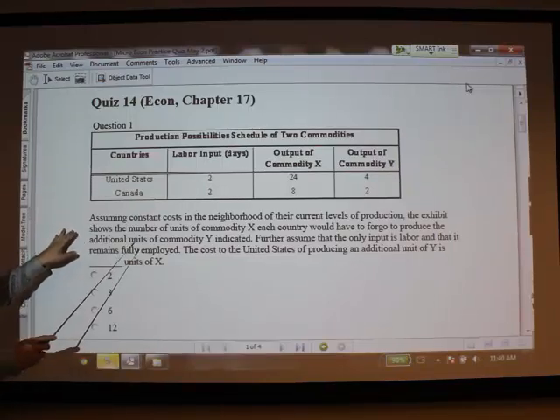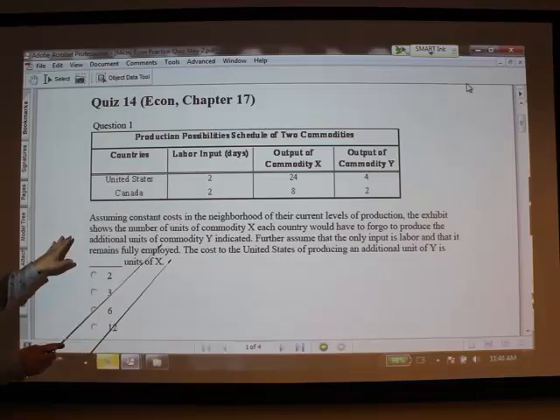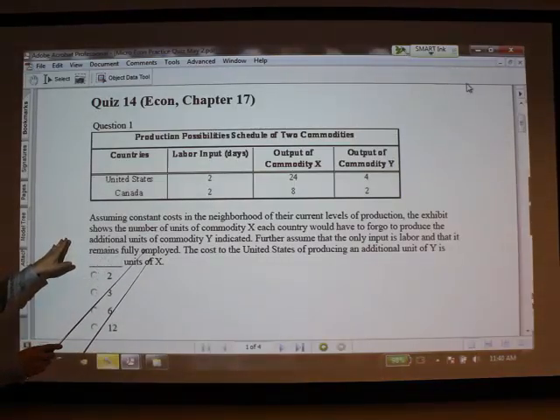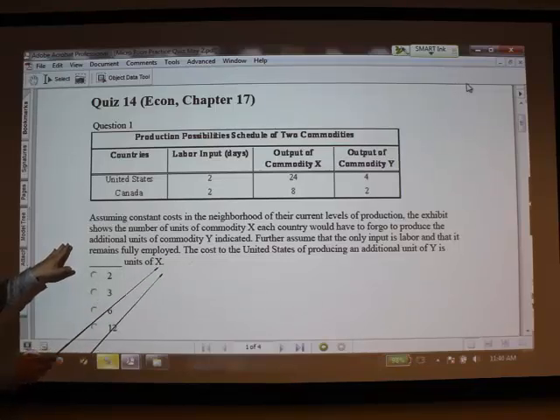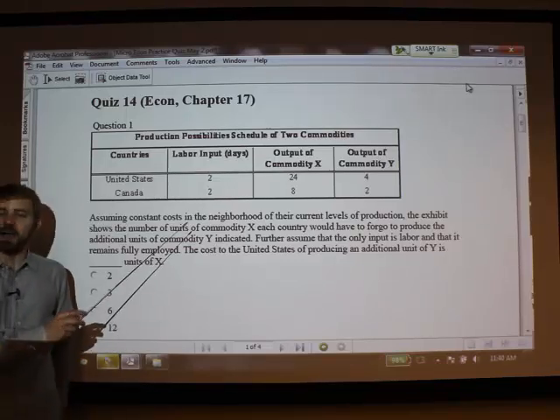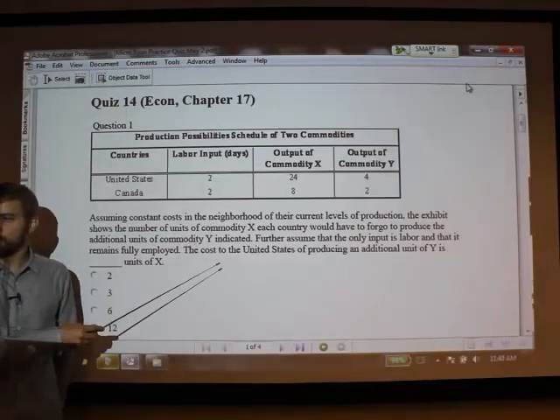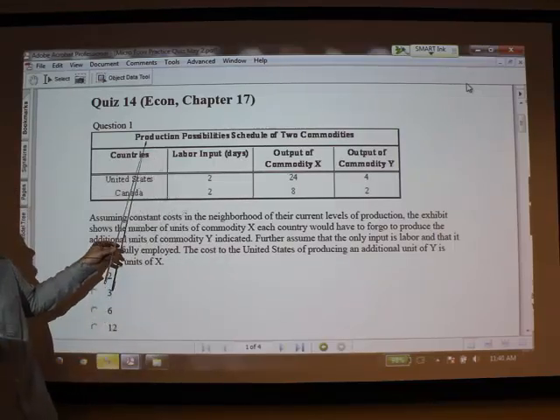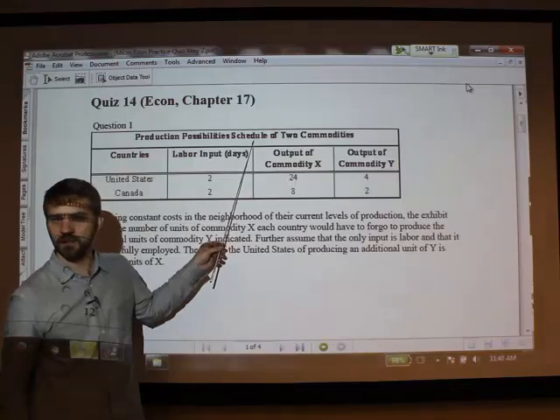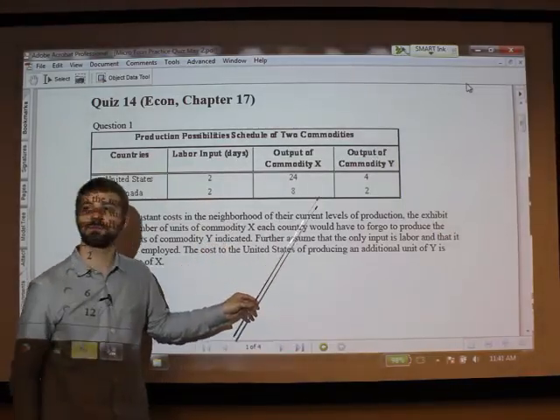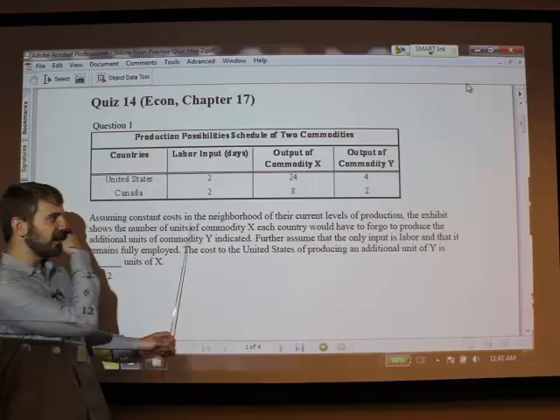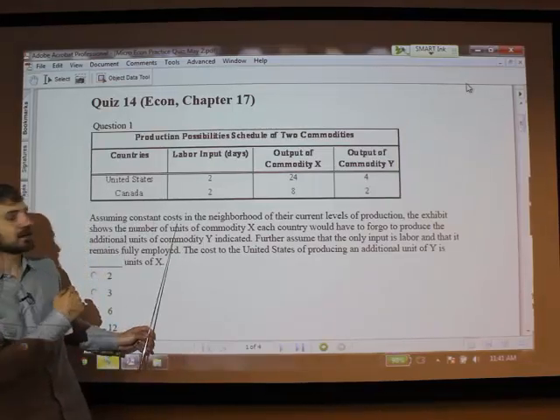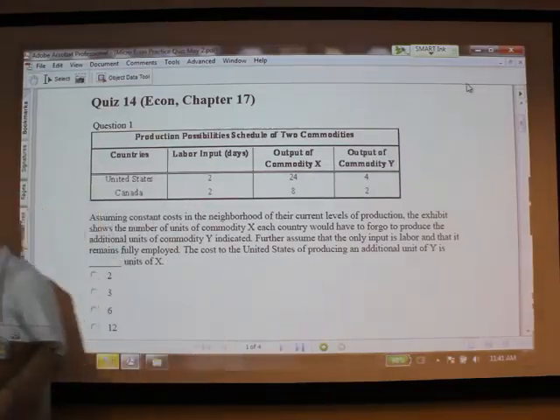The exhibit shows the number of units of commodity X each country would have to forego to produce the additional units of commodity Y. Further, assume that the only input is labor and that it remains fully employed. The cost of the United States for producing an additional unit of Y is blank units of X. I would say that this is not the most helpful for you, but what you should notice is that this is the production possibility schedule, and you can plot this and make production possibilities curves. And the fact that we're assuming constant costs means we can just draw straight line PPCs.